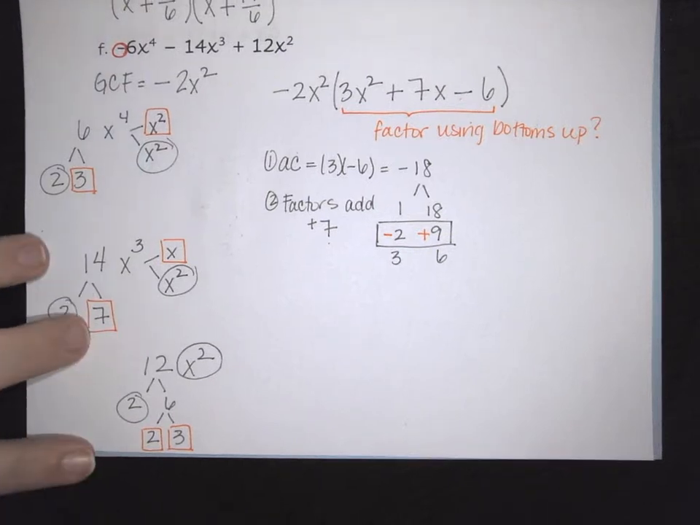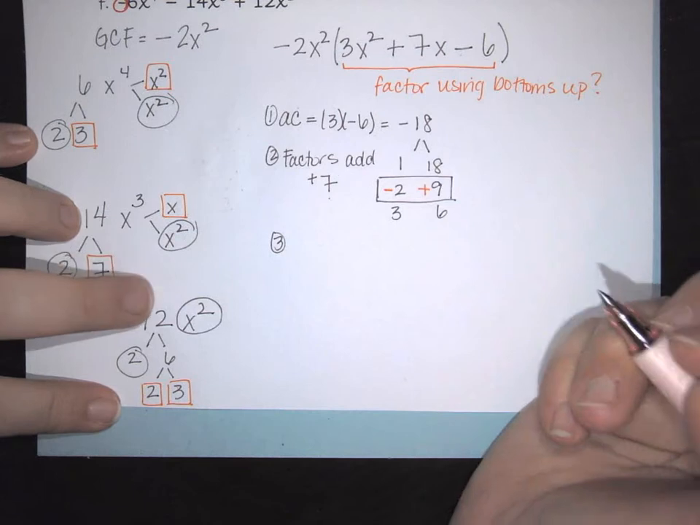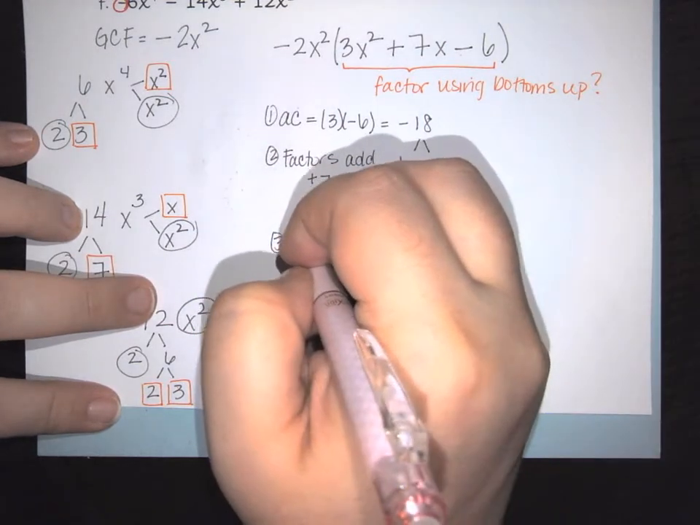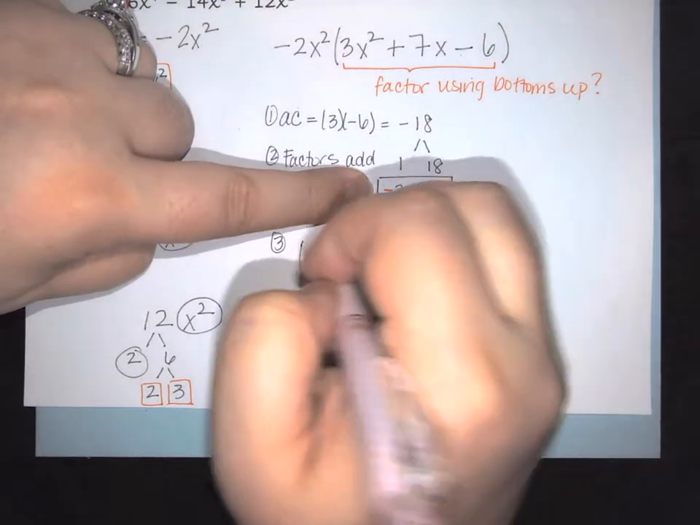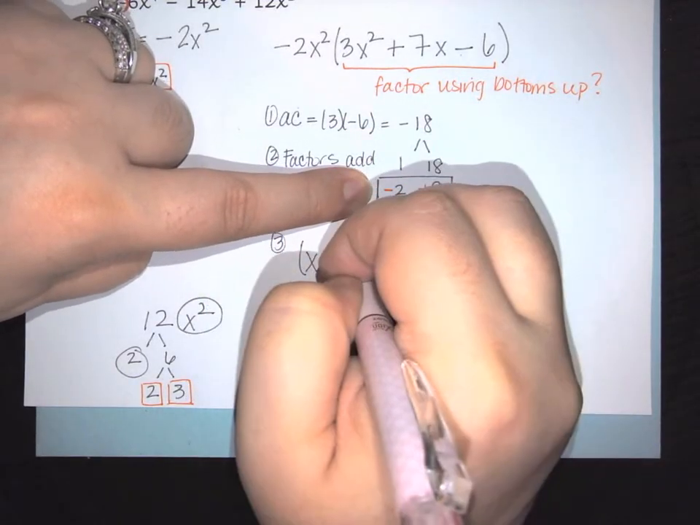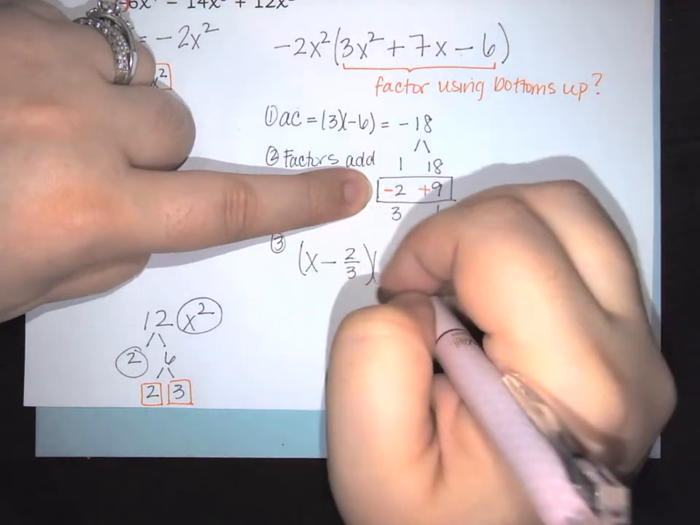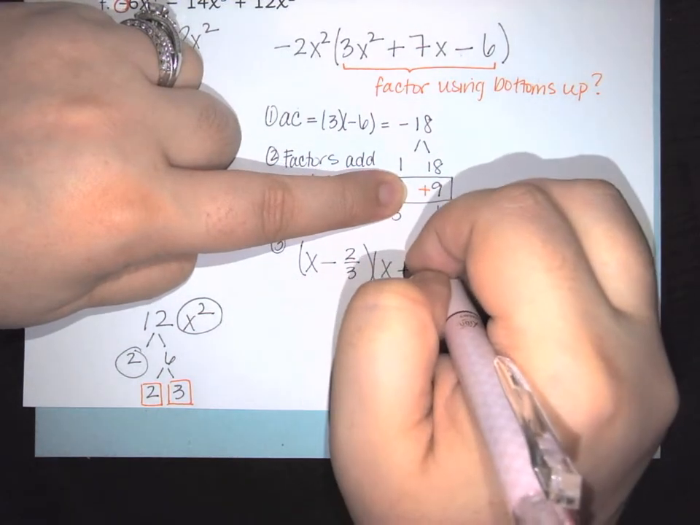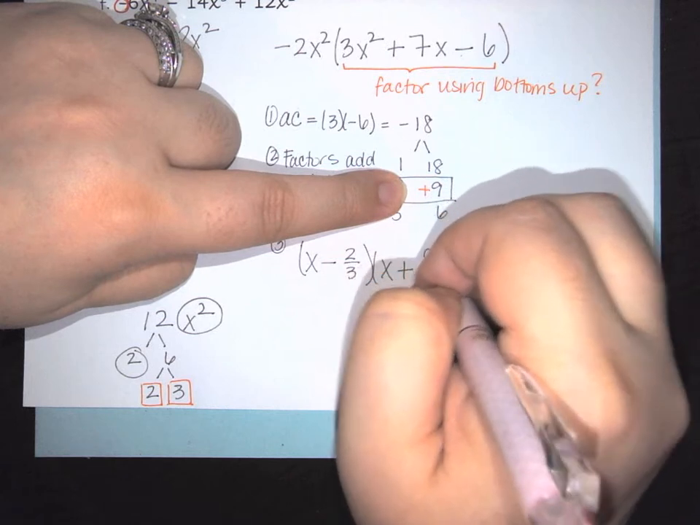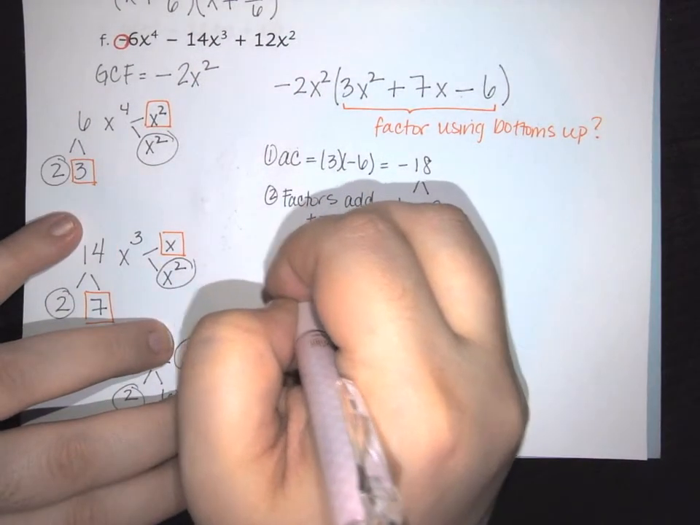So in this case, we're going to go ahead and set up our factor. So here, this is going to become x. My first term is going to be minus, and it's going to be 2 over 3. My second term is going to be x, it's a positive, and this is going to be 9 over 3. So that's that third step. This is the setup step.